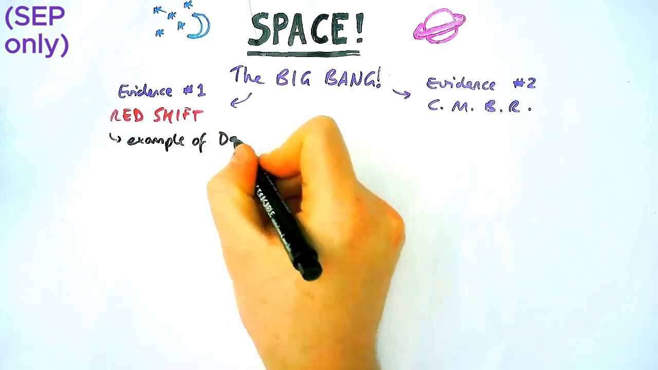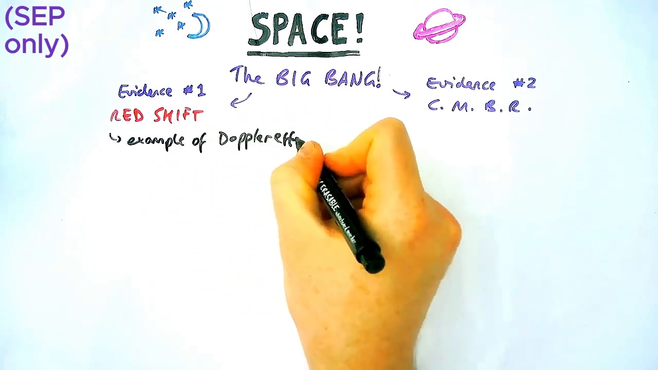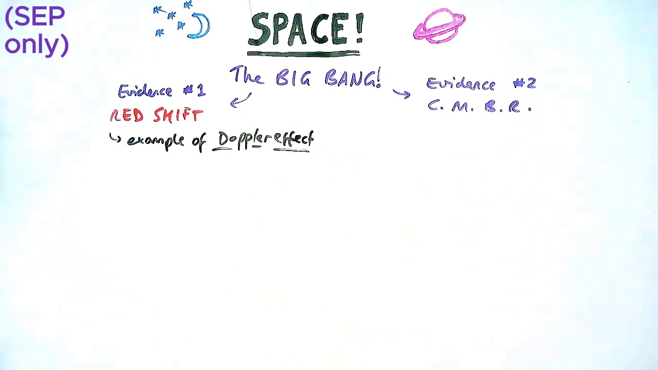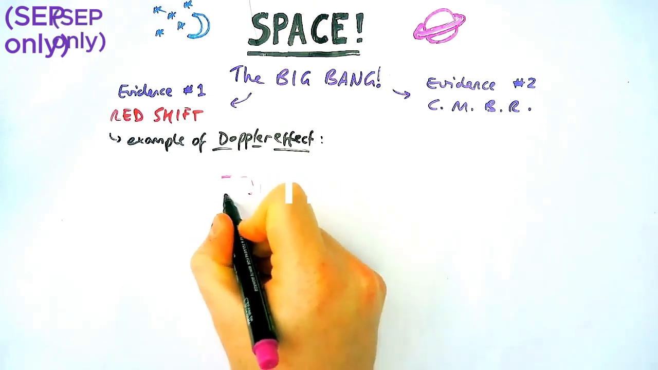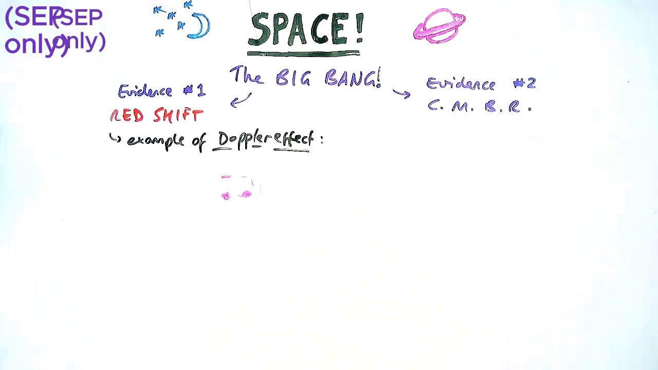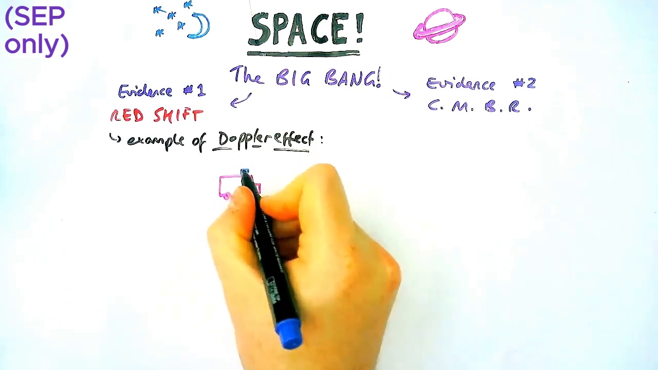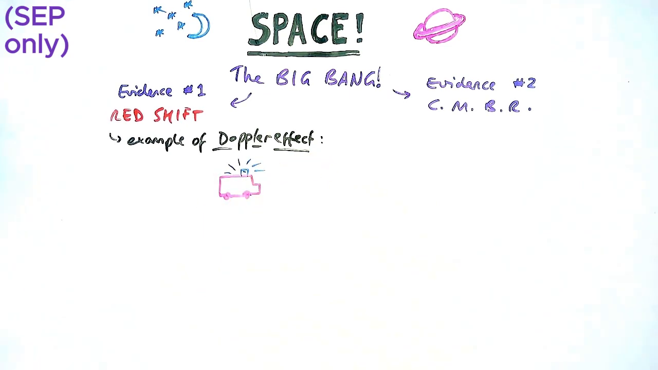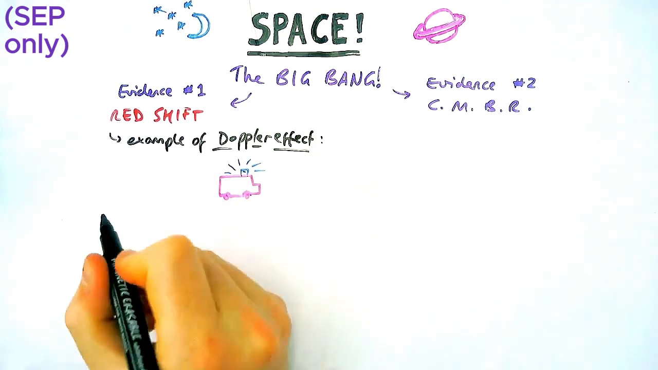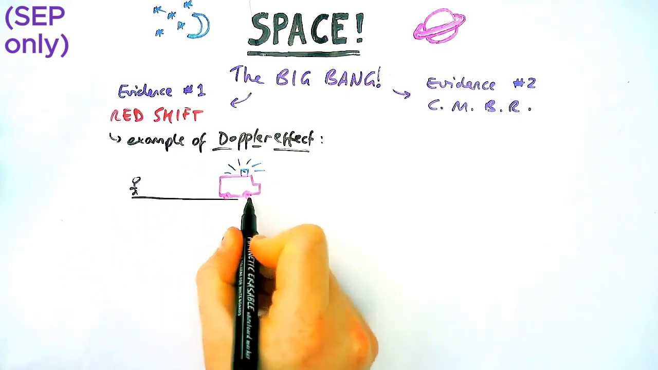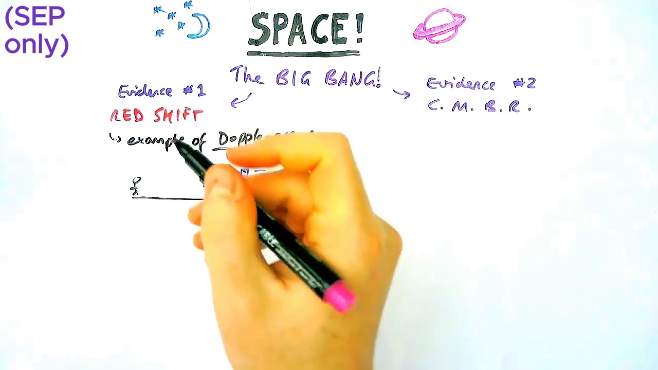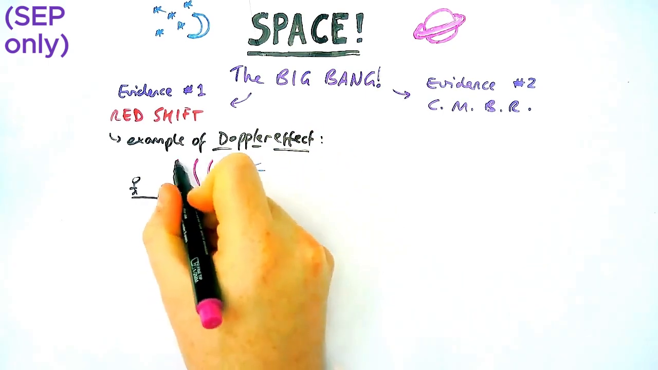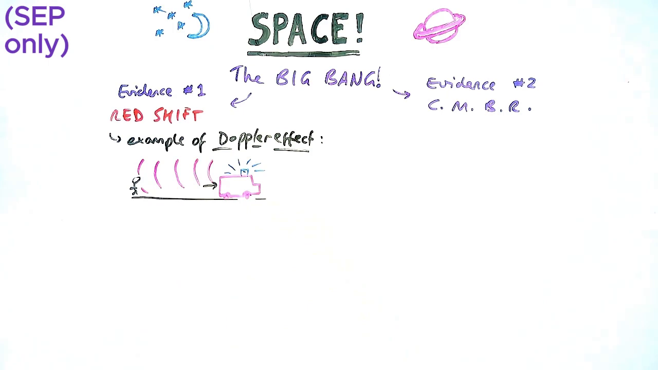So let's dive in. Redshift is an example of something called the Doppler effect. Now, the Doppler effect doesn't apply to stars or space necessarily, but it can apply to any wave. So let's look at an example. Let's say you're standing in a street and you hear an ambulance drive past you. The ambulance obviously has its sirens on, it's on its way to an emergency, it's emitting sound quite loudly. So you, as you hear the ambulance go away from you, will have a different perception of the sound to someone on the other side of the ambulance.